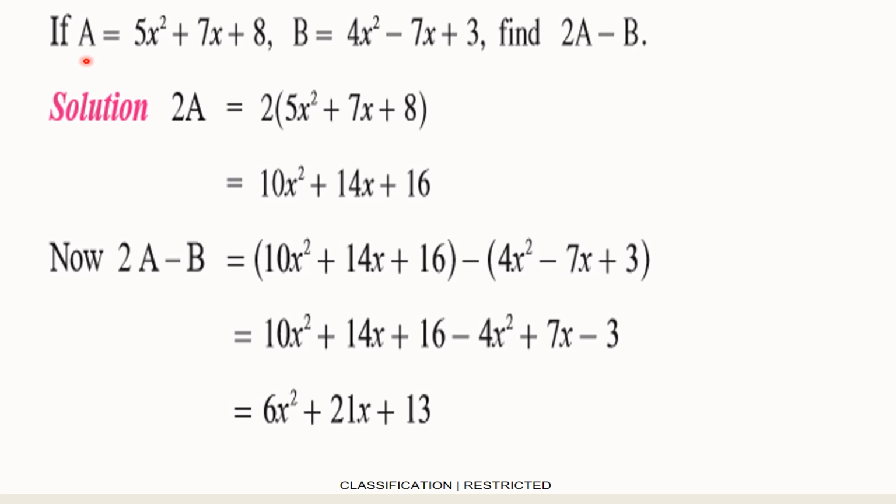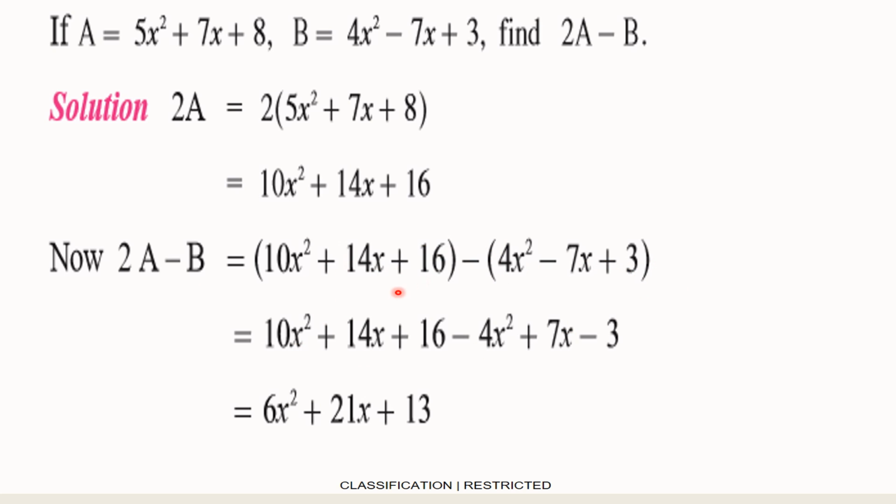Here, if a equals 5x squared plus 7x plus 8, three terms, and b equals 4x squared minus 7x plus 3, we have to find 2a minus b. First of all, you multiply 2 into a. 2 into 5x squared plus 7x plus 8. 2 into 5x squared, 10x squared. Plus 2 into 7x, 14x. Plus 2 into 8, 16. So, write the algebraic expression: 2a minus b equals 10x squared plus 14x plus 16, brackets, minus the next b terms, 4x squared minus 7x plus 3.